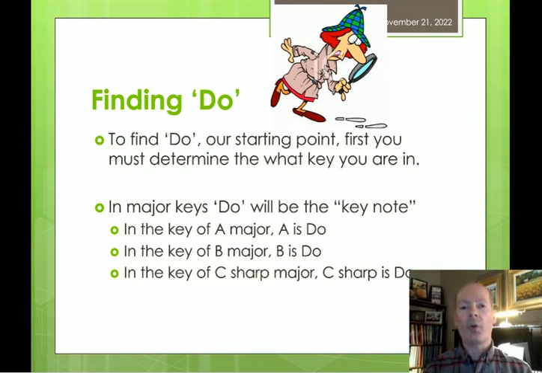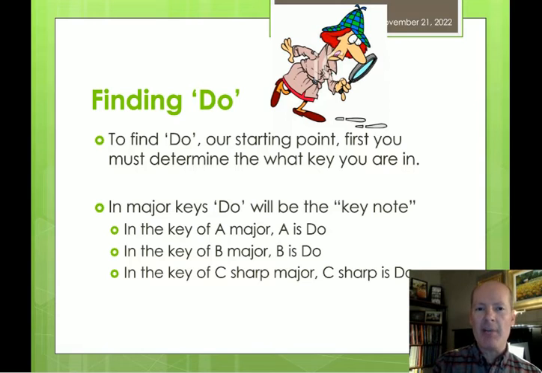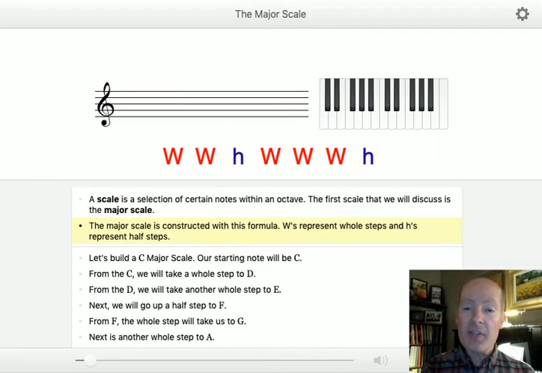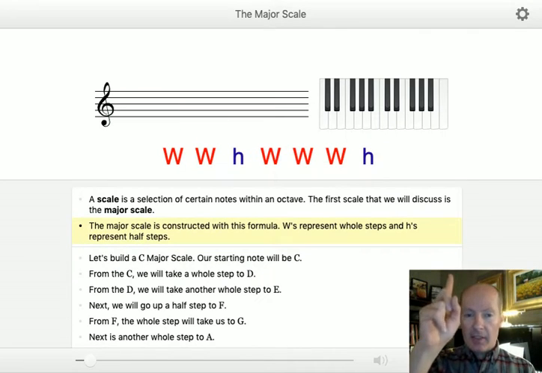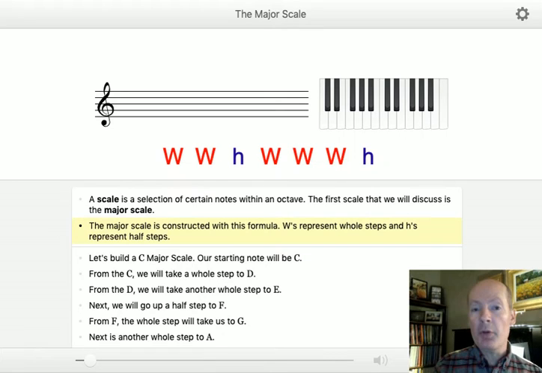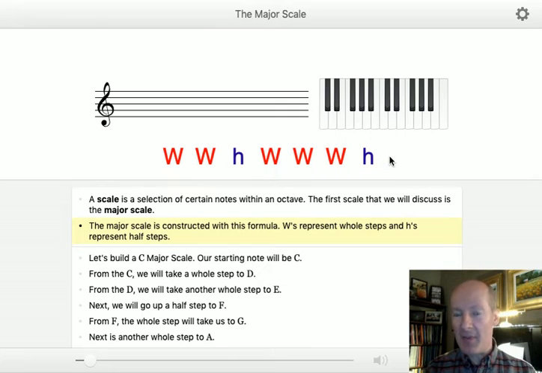So first, in order to find do from a key signature, we need to understand scales. We previously talked about the makeup of a major scale. We stated that a scale starts on a note, and if we follow the pattern whole step, half step, whole step, half step, that we in fact will have the major scale.